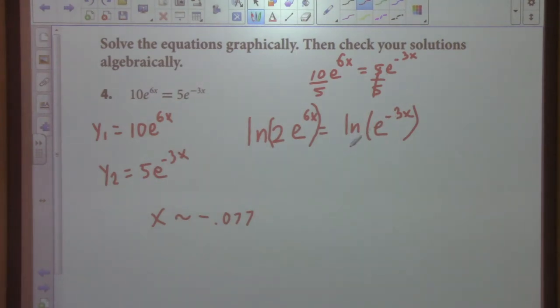Yeah, now I want to show you something here. I want you to do one thing before that. Now you could do that and kind of see where that gets you, and I guess ultimately that would get you to an okay position. But I think the best way to do this is to write this as ln of 2 plus ln e to the 6x equals ln e to the negative 3x.